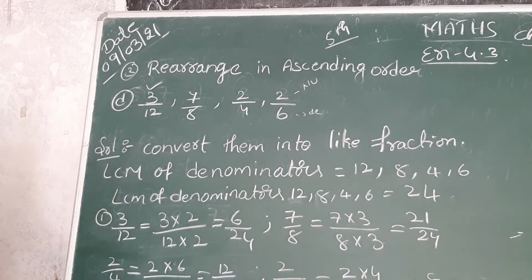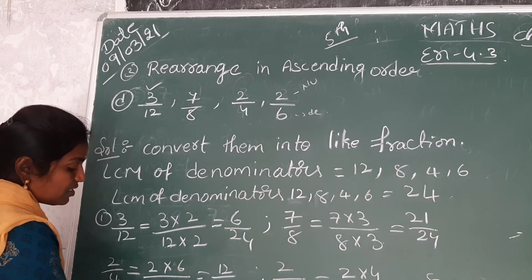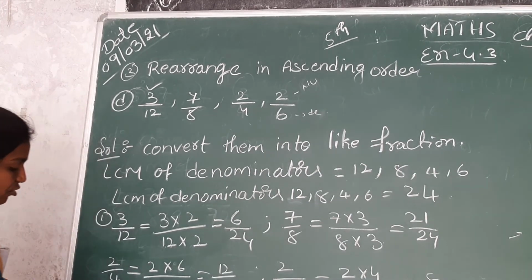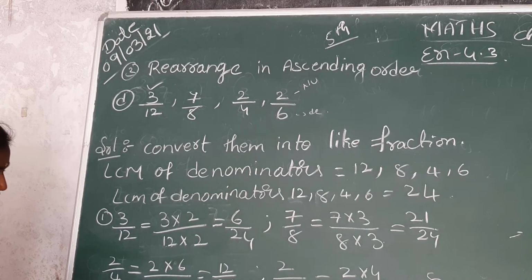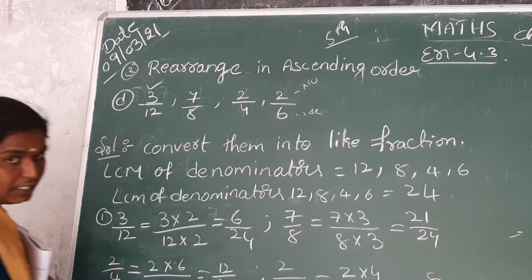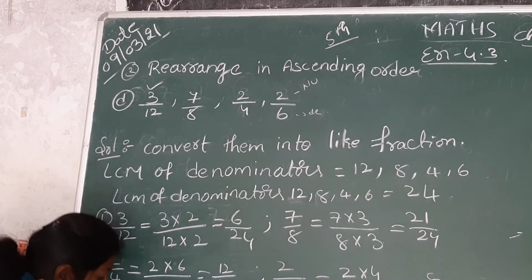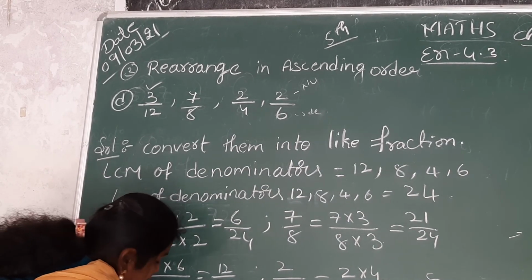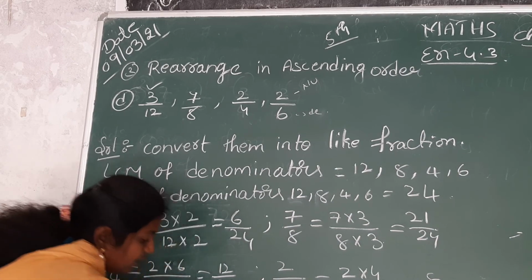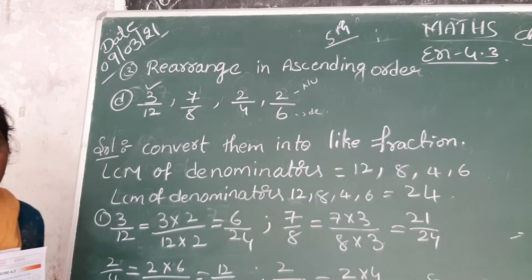It means they are like fractions. Now it is easy to write the ascending order. Denominators are the same but numerators are different, so we take the smaller numerator first. 6/24, 21/24, 12/24, 8/24. Which one is the smallest? 6/24. Next smallest is 8/24, next is 12/24, next is 21/24. This is the ascending order of this problem. Understood?